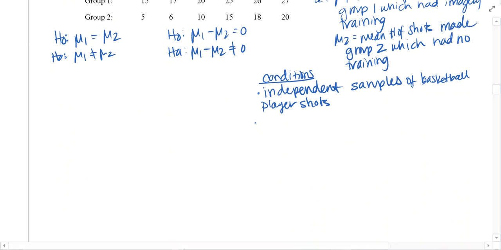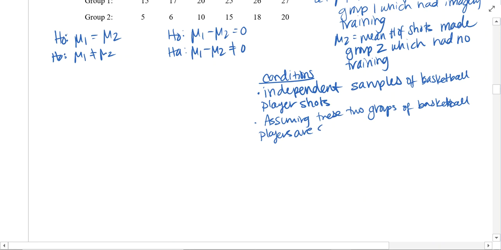It doesn't really say, I don't think. So we're just assuming these two groups of basketball players are simple random samples. The other thing we need to check for is approximately normal. And so for this, we have raw data. So you're going to have to stick both lists in your calculator.